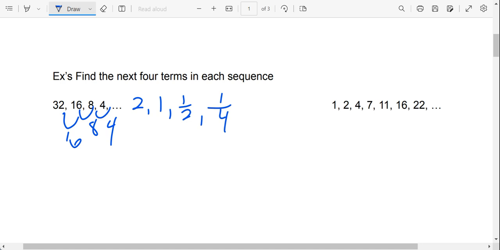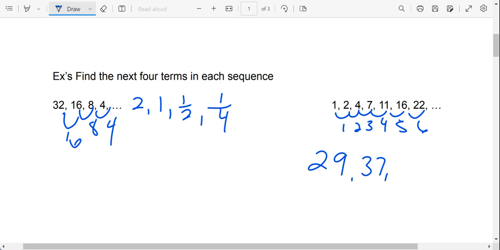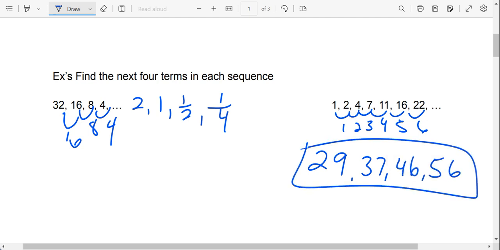So what's happening here? We get this other one: 1, 2, 3, 4, 5, 6. So we're increasing each time. So you're adding one more each time. So if you're adding 6 here, we're going to be adding 7 the next time, and 8 next time, and 9, and 10. Boom.